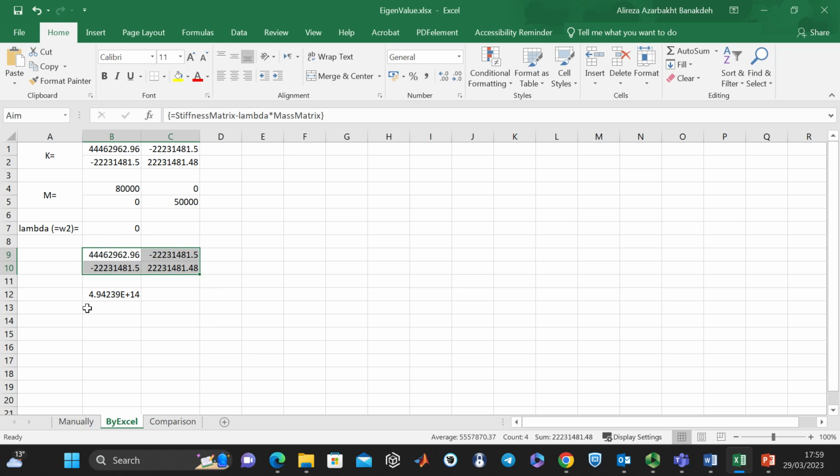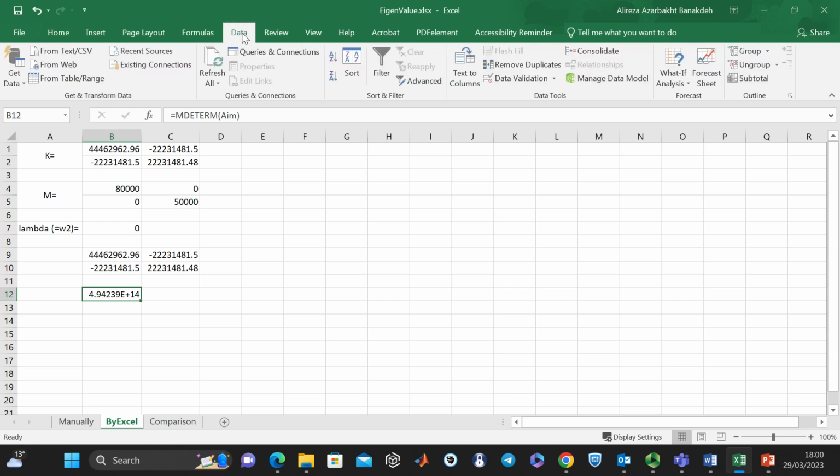So exactly whatever I want. But the problem is that I want this determinant to be 0, not something very big like this one. This is really the determinant of this matrix, equal to 4.9 times 10 to the power of 14. To find the corresponding lambda, which brings you to 0 here, there is a very awesome tool in Excel.